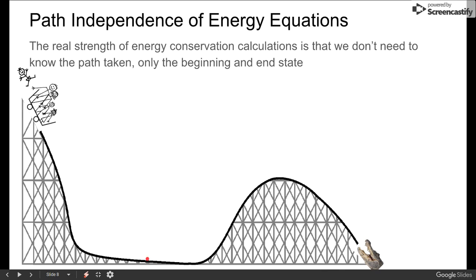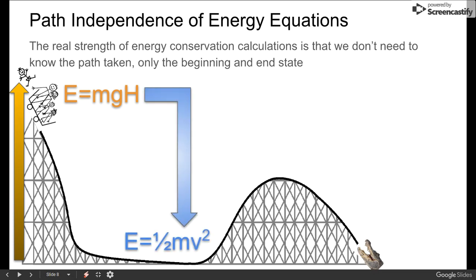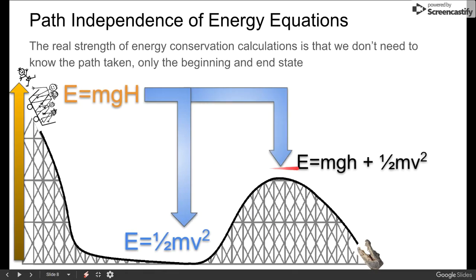The real strength of this equation is that it's path independent. So it doesn't matter the path these people took. They started off with a given energy, mgH, for the large height at the beginning. They dropped down to the bottom of the hill. Then all their energy is now half mv squared. They go up to the next hill. All their energy is now split 2 ways: potential energy of the height on the smaller hill, little h, and the kinetic energy.